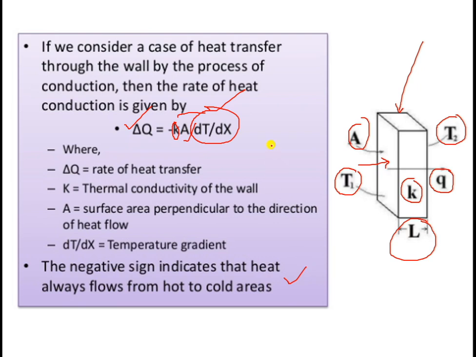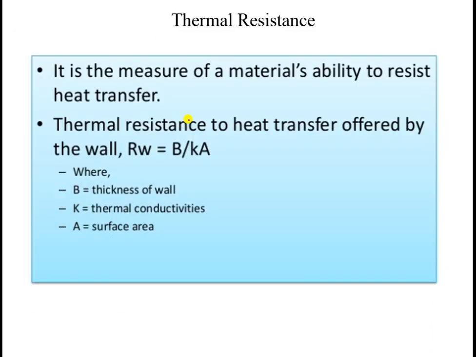So this is very very important. You will be getting certain examples and numericals on this topic. So try to remember: delta Q is the rate of heat transfer, K is the thermal conductivity, A is the area normal to the flow of heat, and dT by dx is the temperature gradient. The negative sign is due to the temperature gradient from hot to cold area.